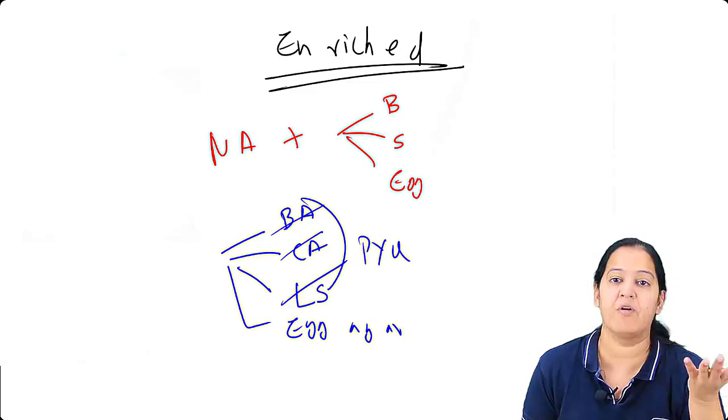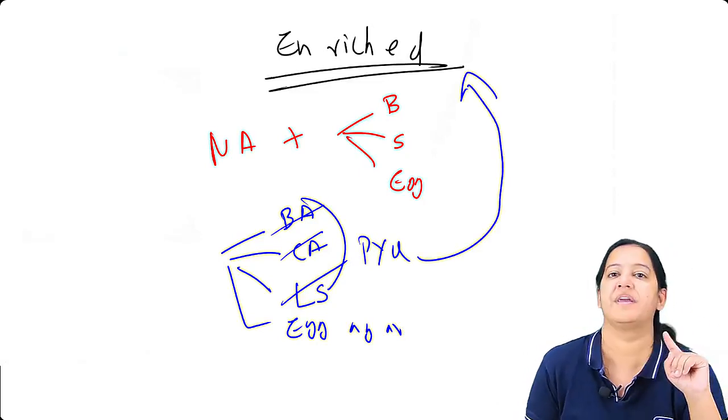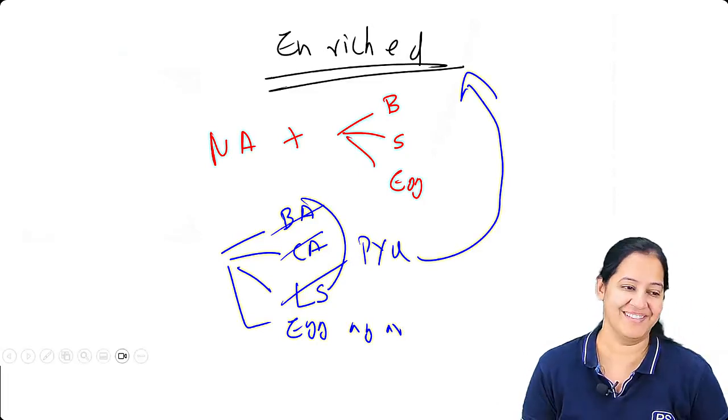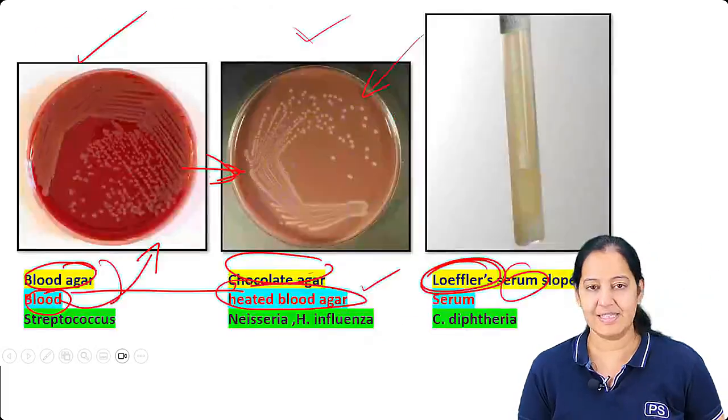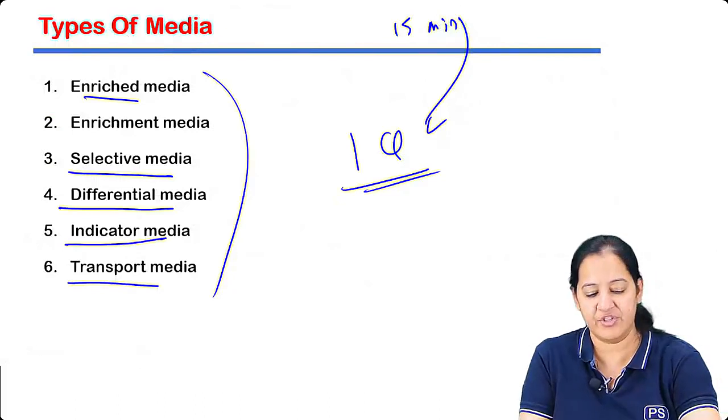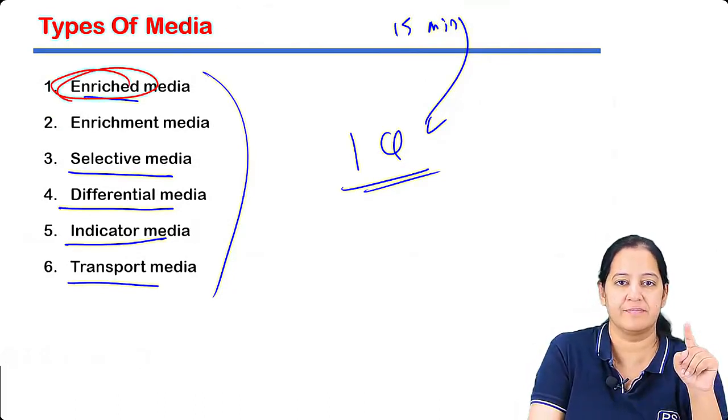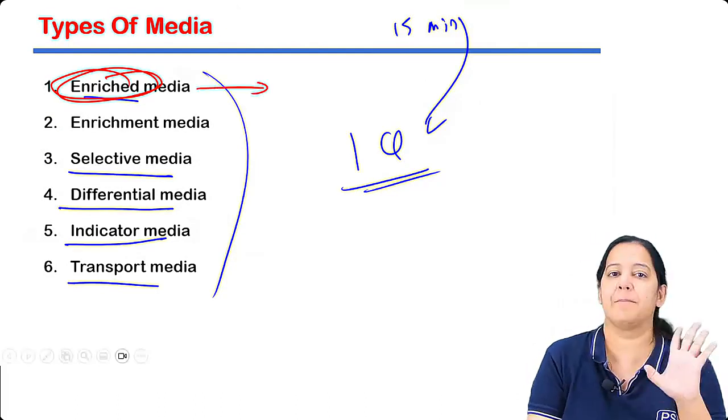It is an example of what? All 3 are examples of enriched media because they contain something additional. Okay? So learn the definition, learn the examples. We are done. Say yes. We are done with enriched. Out of the 6, enriched is done. Definition, example. Okay?